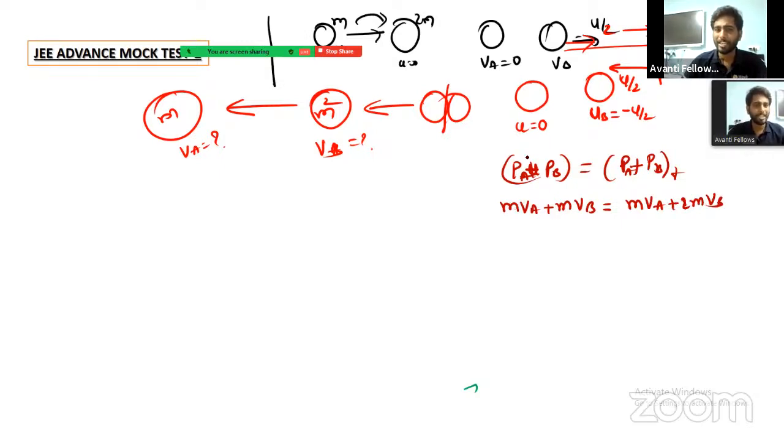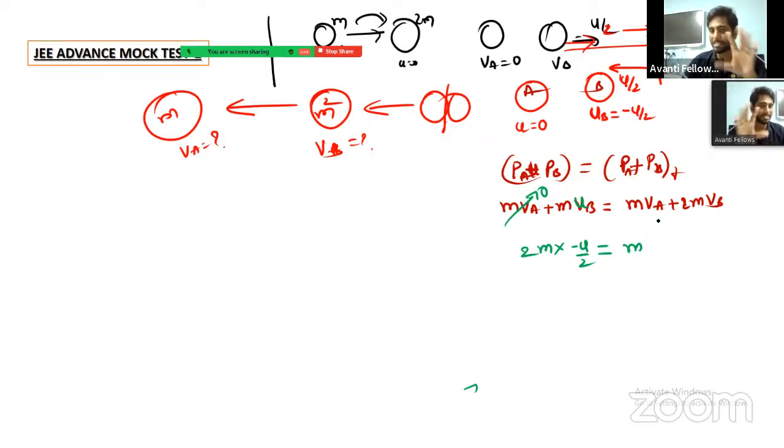Look here. What is the velocity of a? This is a, this is b. The velocity of a is 0, right, it had stopped initially. Hence it will become 0. m into ub, which is minus u by 2. What was its mass? 2m. Right, now equals, here again, m into va.